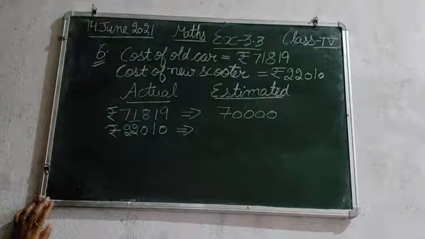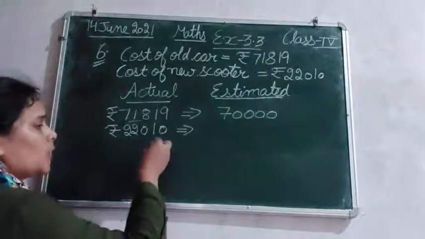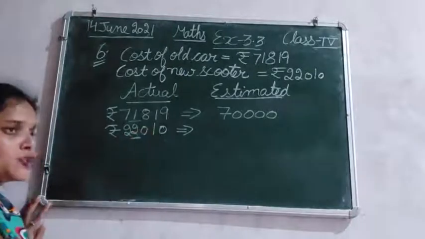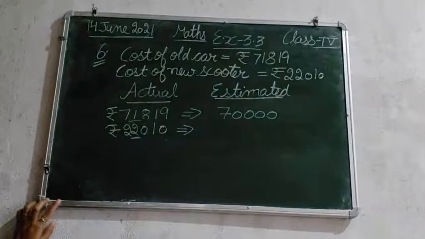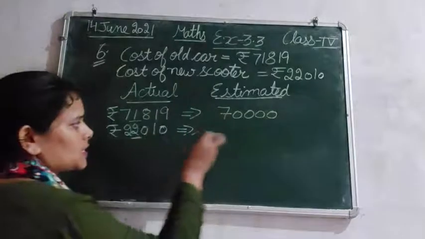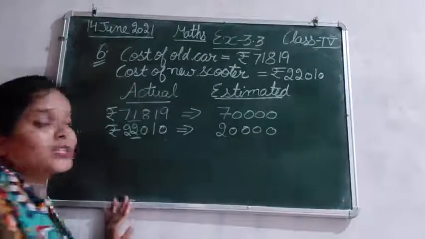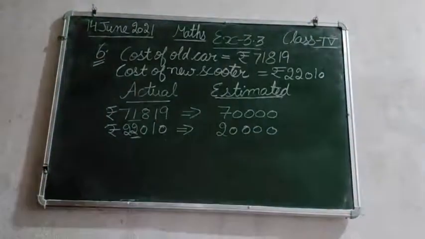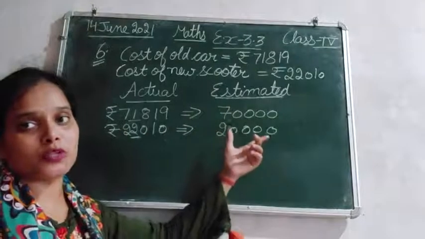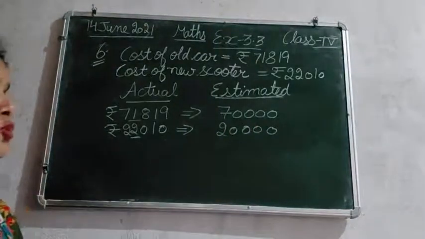Okay. Next 22,010. So इसको भी हम nearest 10,000 round off करेंगे. Okay, so thousands place पे क्या होगा, 1s, 10s, 100, 1000. So at 1000 place we are having 2, which is also less than 5. So we will round it off to the previous 10,000, that is 20,000. Okay, so now we have found the estimated values of old car and the new scooter. So the estimated value of old car is 70,000 and estimated value of new scooter is 20,000.